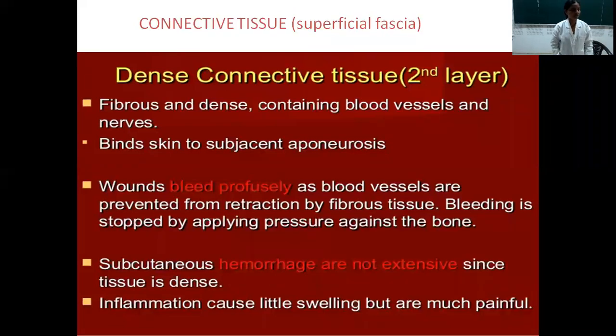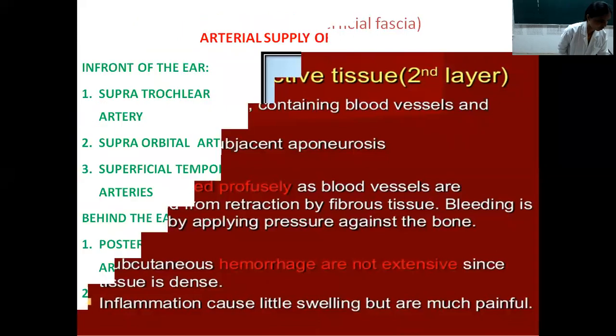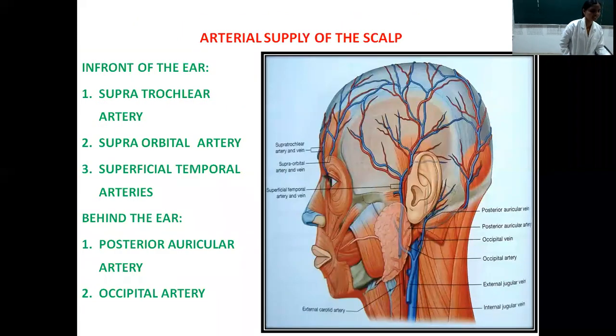So now coming to the other details of this tissue. See here, the great vessels, nerves, and lymphatics supplying the scalp are present in this layer. So the neurovascular plane of the scalp is nothing but the second layer, right? Now we'll see what blood vessels are present in this layer. For easy purpose, we can divide these vessels into in front of the ear and behind the ear.